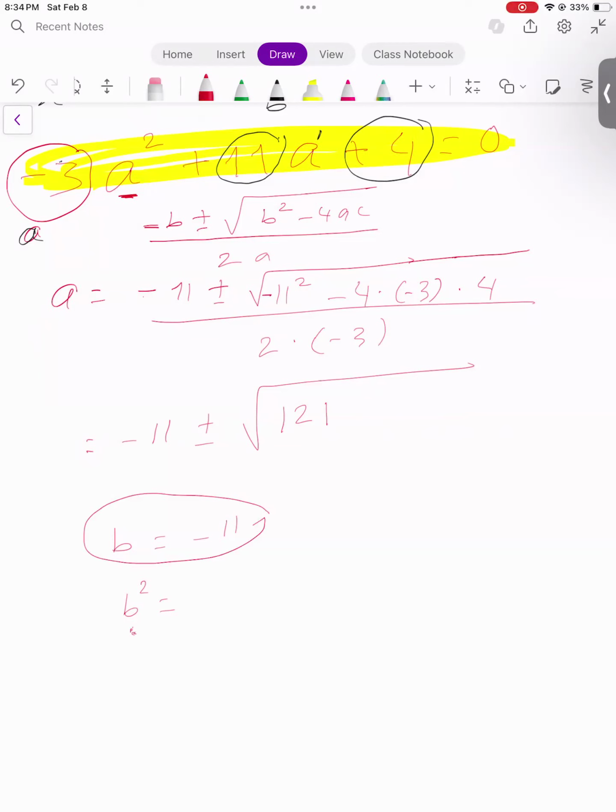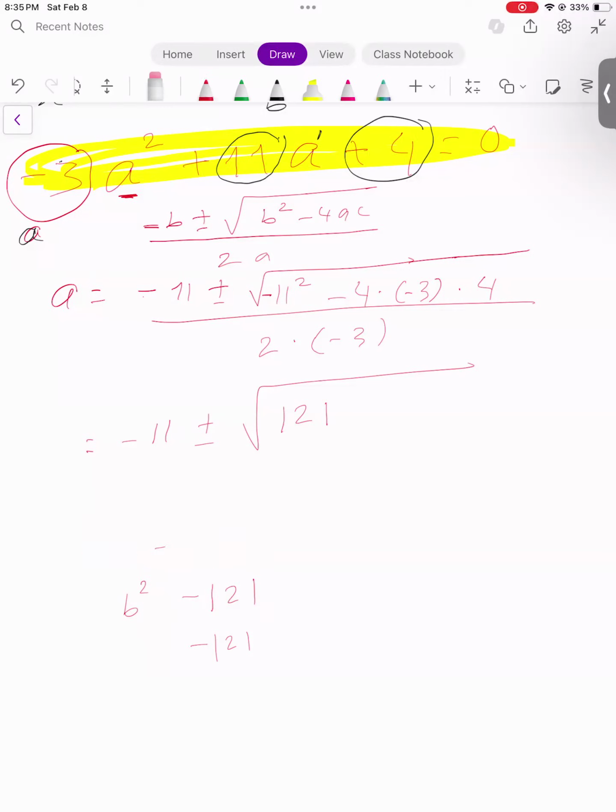What do you think here? Is it positive 121 or negative 121? Positive 121. That's right. Okay, so here you have to square this negative as well as this number 11. So negative times negative, you get positive. 11 times 11, you get 121. Okay, not negative.